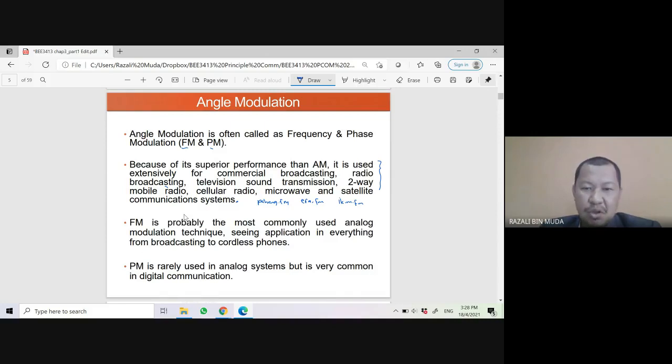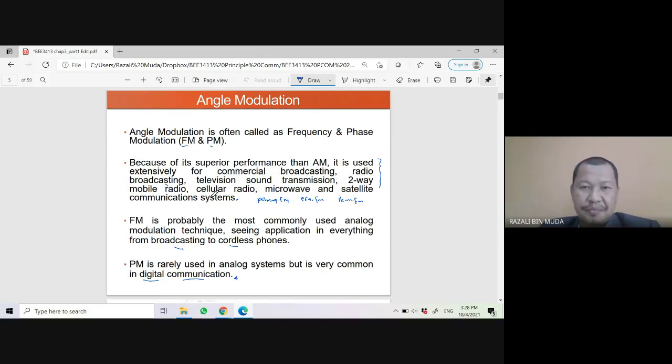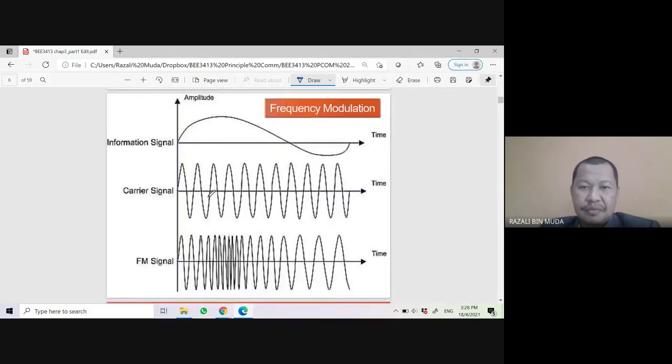FM is probably the most commonly used analog modulation technique, seeing application in everything from broadcasting to cordless phones. PM is rarely used in analog systems but is very common in digital communication. We will discuss digital communication in another part, maybe the next chapter 4. So let's see, this is the information signal, where you have the amplitude and time.